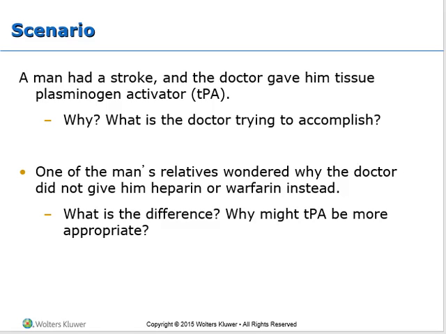So a man has a stroke, the doctor gives him TPA. So remember we talked about TPA because with this tissue type plasminogen activator, this has a very high affinity, so it's going to stay very localized, very local with this. We're not going to use something that causes thinning of the blood throughout the entire body. It's going to thin the blood in a very small area. So that's the big thing with stroke.